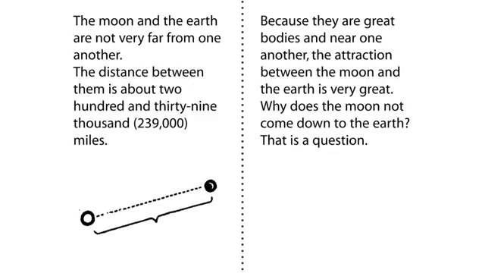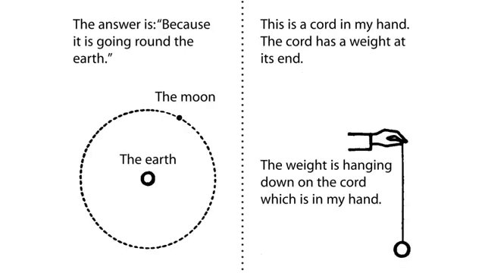The moon and the earth are not very far from one another. The distance between them is about 239,000 miles. Because they are great bodies and near one another, the attraction between the moon and the earth is very great. Why does the moon not come down to the earth? That is a question. The answer is because it is going round the earth.